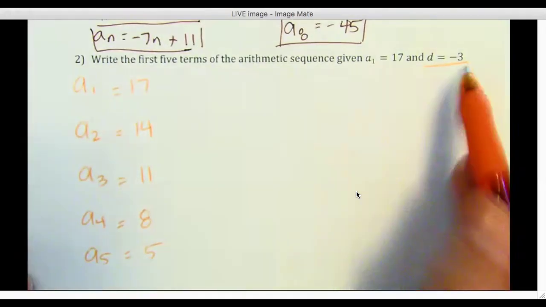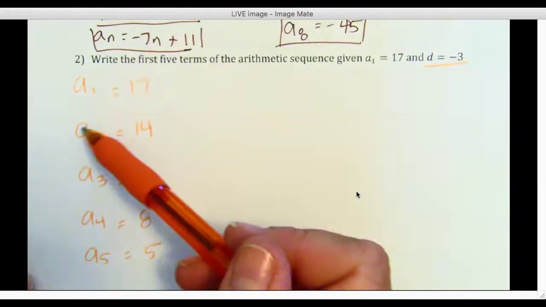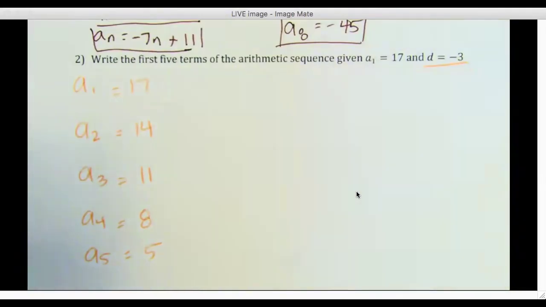Or I could use this information to write an equation like I did here, and then plug in 1, plug in 2, plug in 3, plug in 4, plug in 5. But either way works with the information that we were given. And that is actually the end of section 2.